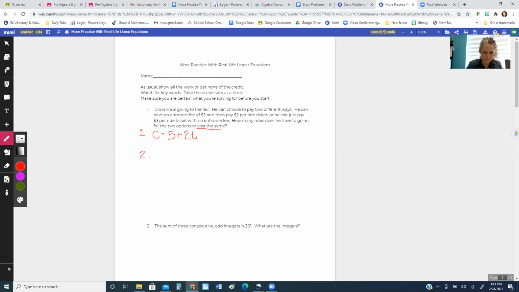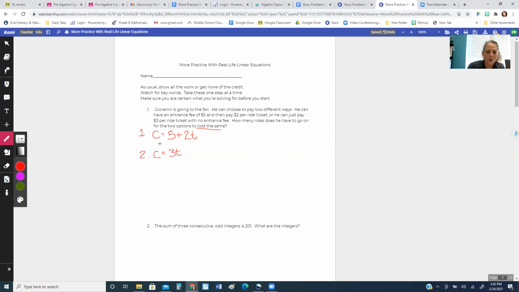Okay. The second option, there's no entrance fee, but it's just $3 a ticket. $3 per ride ticket. So 3t. So right off the bat, I can see if I only want to go on 1 ride, this is going to be my better option because it only costs me $3. But at some point, they're going to cost the same. This is actually valuable stuff because this happens in real life. You're like, okay, how many rides do I have to go on to make this one cheaper than that one? You save your money.